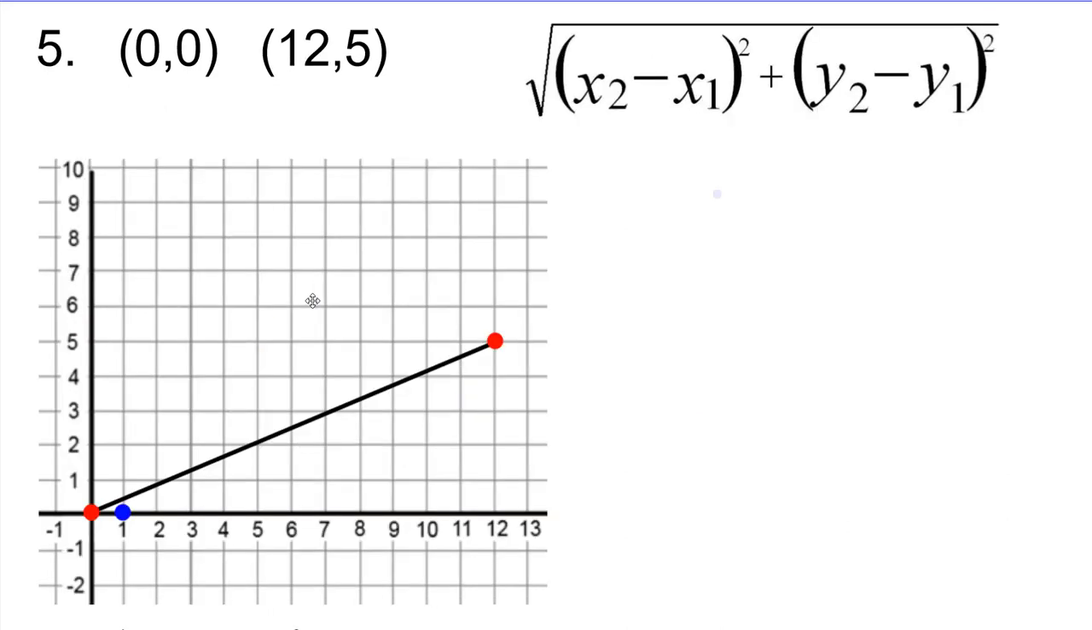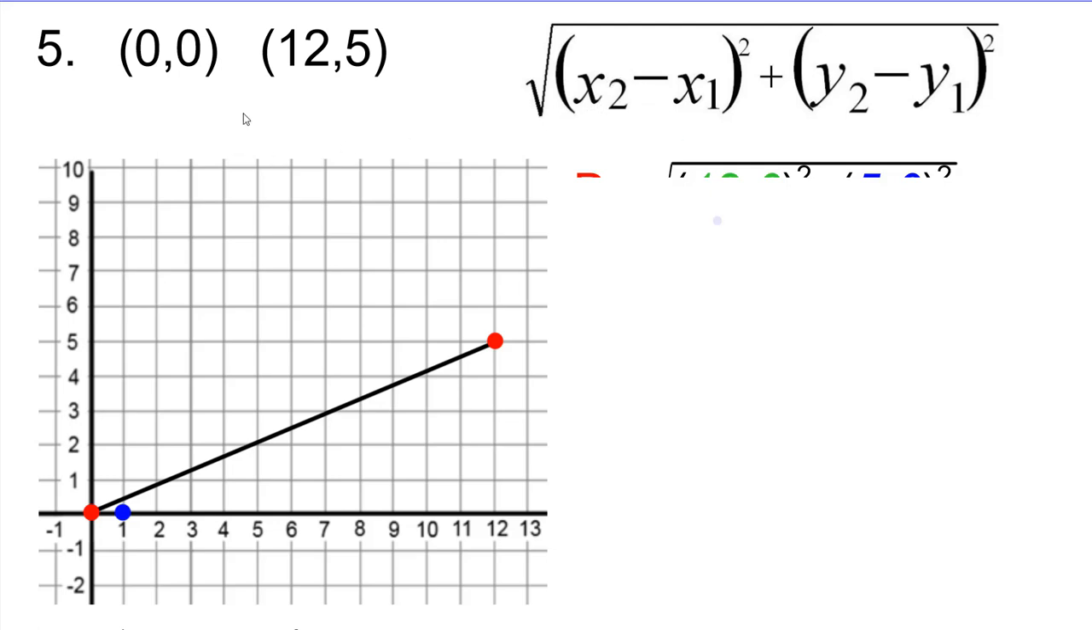All right, number 5, (0, 0) and (12, 5). So on this one, the (0, 0) makes this kind of easy because when we add 0 to anything, it's just going to be the anything. So we just divide those two values in half. It's actually kind of like a scale factor if you want to think about it. But on number 5 now, instead of finding the midpoint, we're going to find the distance.